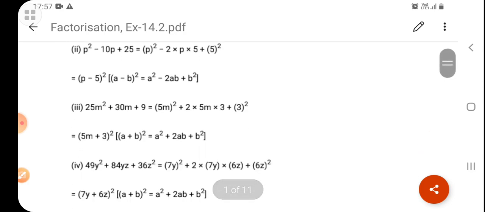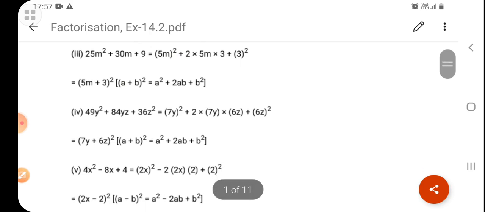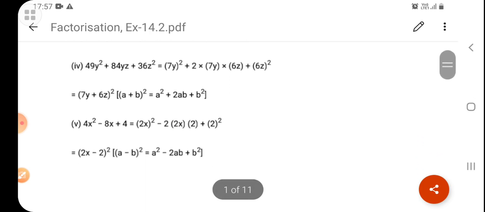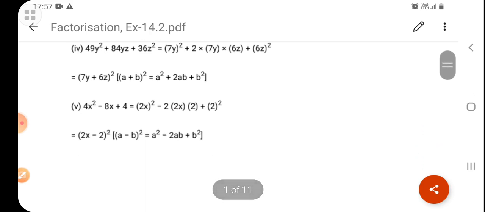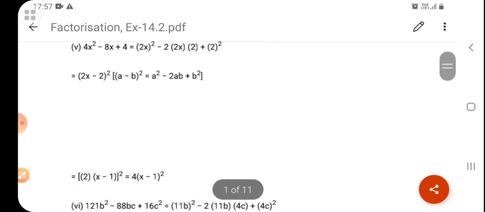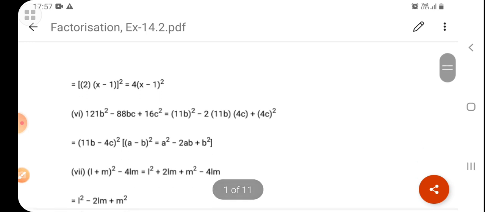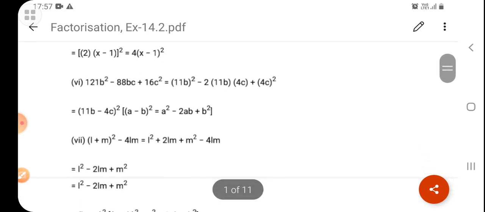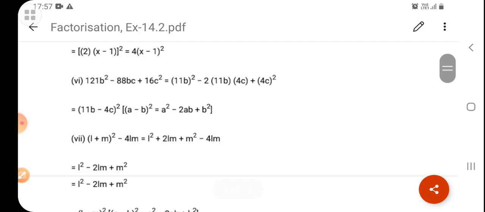25m square plus 30m plus 9, here also a plus b is whole square identity is to be given. Fourth also a plus b is whole square. Fifth is a minus b is whole square. It is to be solved by using the identities. Okay, the sixth one by a minus b is whole square.